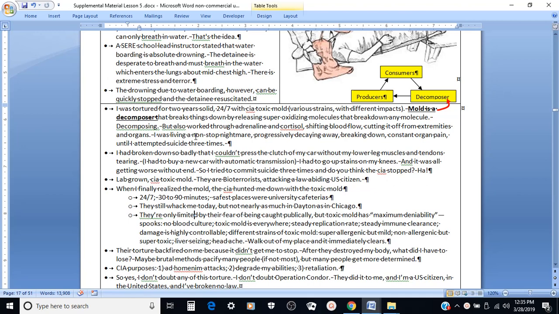Decomposing, but also work through adrenaline and cortisol. So, like I said, when you're exposed to these toxic molds, part of your body's immune response is to jack out adrenaline and cortisol, right? Your body's jacking this out. Now, what happens is, like I said, adrenaline, when it comes in contact with, let's say, beta-2 receptors, well, that's a vasodilator. That'll loosen things up.